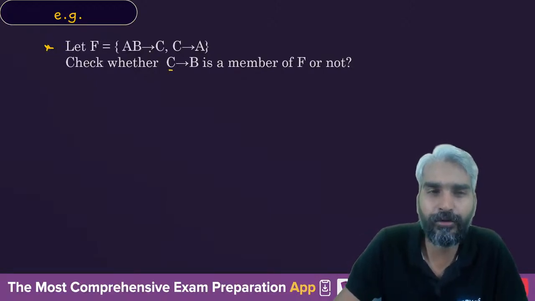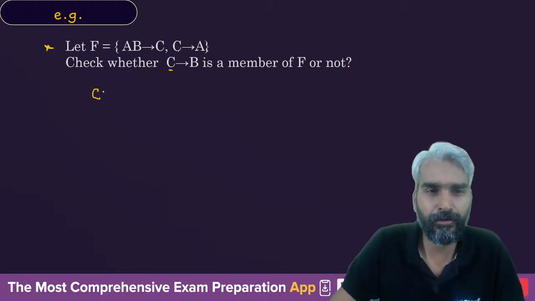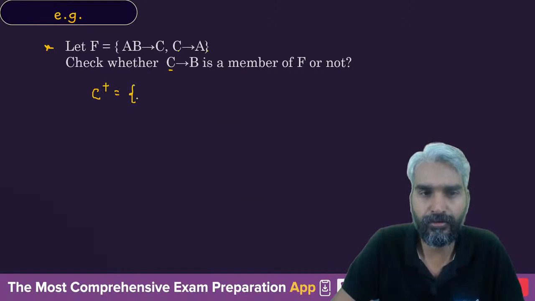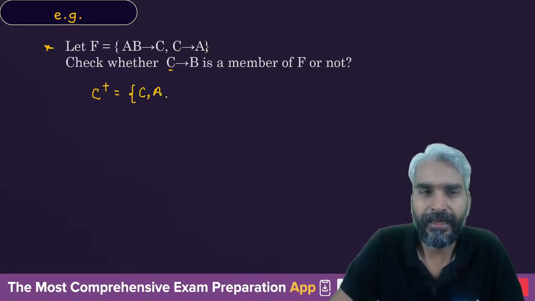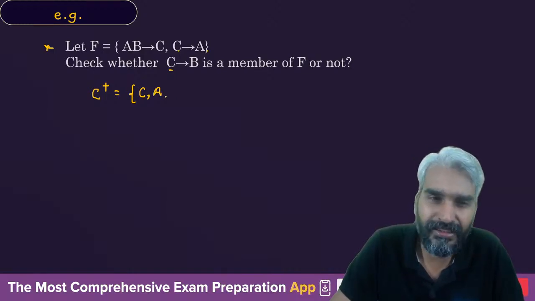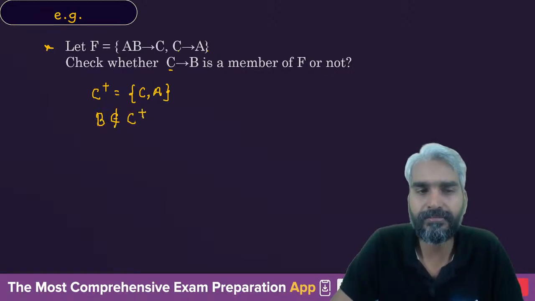Just check for the C closure. C, can I get anything? C closure will be CA. Can I get anything from CA? No. So, what will be C closure? C closure will be C, and from C, you can determine A. Can you determine anything else from A and C? No, sir. So, this is the idea. Your B does not belong to C closure. Therefore, C implies B is not implied.